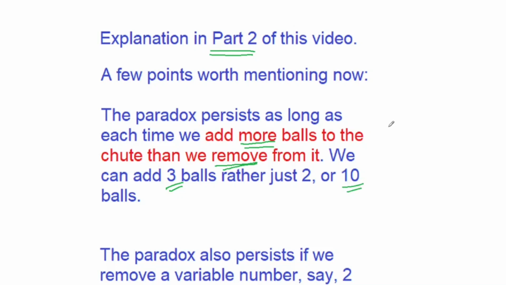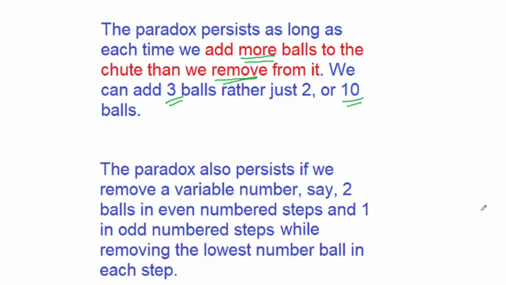Two is the most common number used in descriptions of this paradox, but there is no essential reason for it. Not only these, we can add a variable number of balls at each stage. We could add 2 balls in even numbered steps and one ball in odd-numbered steps. And again, what we will find out is that the number of balls in the chute becomes infinite, while at the same time, all the balls that we started with end up on the floor. You may want to pause this video if you're curious and work this out, see what you get.